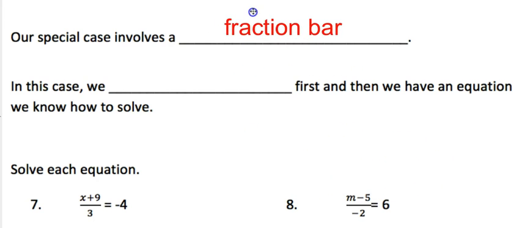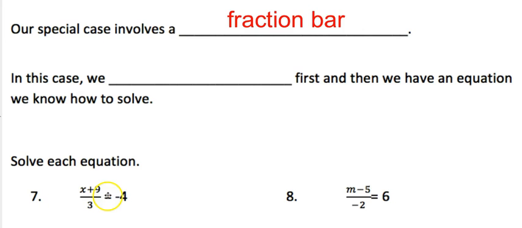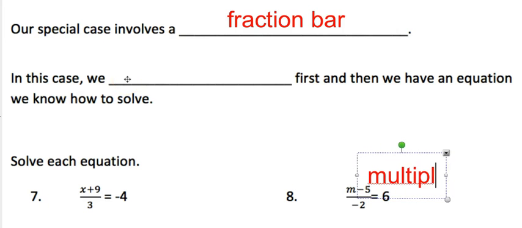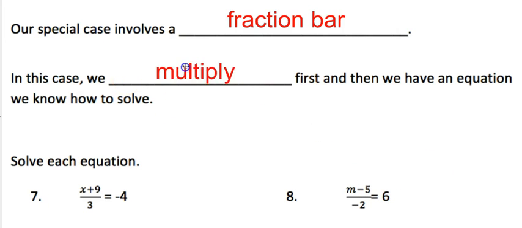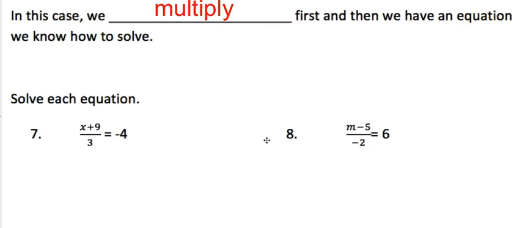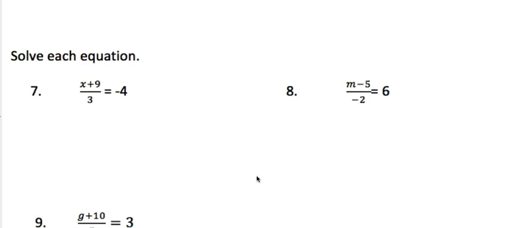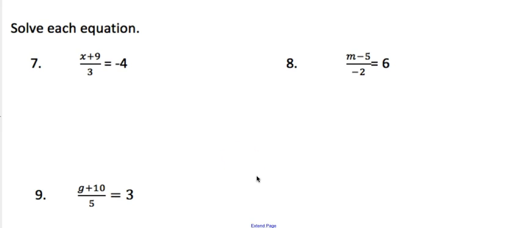Okay? So a fraction bar, if you notice, is this really, really long fraction sign where you've got two terms in the numerator, you've got two terms in the top of the fraction. So in this case, you have to multiply first. And that is the only time you will ever multiply first. Okay, and then you'll have something that looks familiar on how to solve. So let's take a look at these three problems down here.